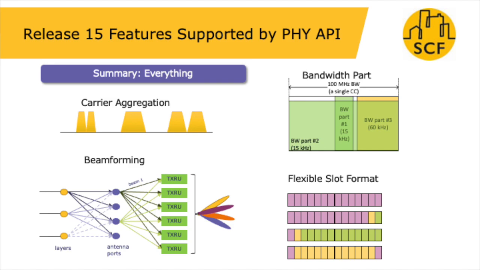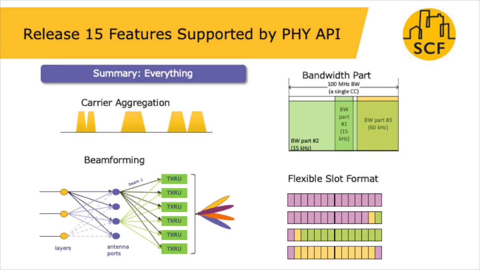So I pulled out 4 kind of high-level ones that are key and have probably been the hardest for us to get right in the PHY API. Carrier aggregation, we had that in LTE. We've still got it in 5G, so we need to have a scheme that is supported.